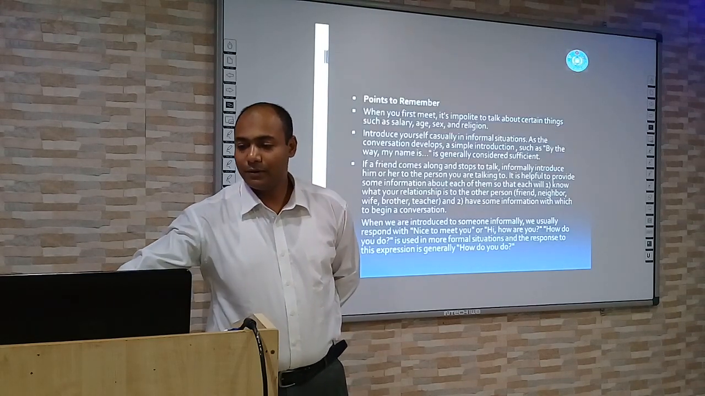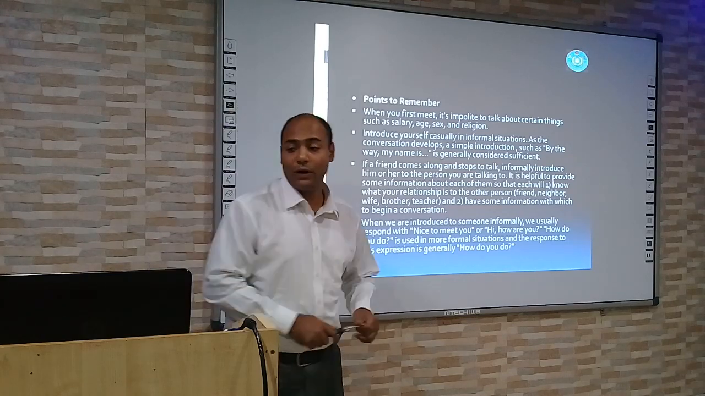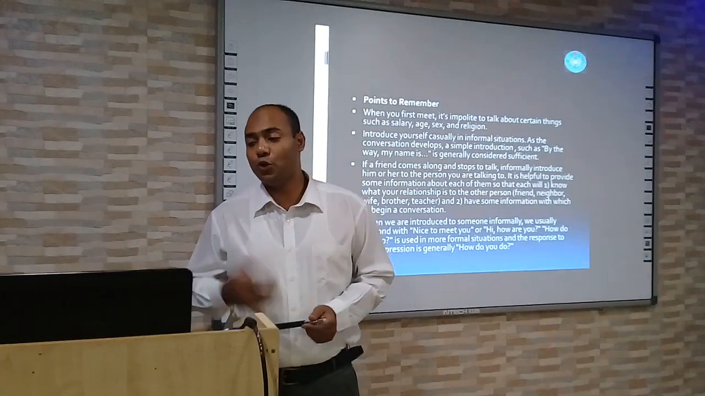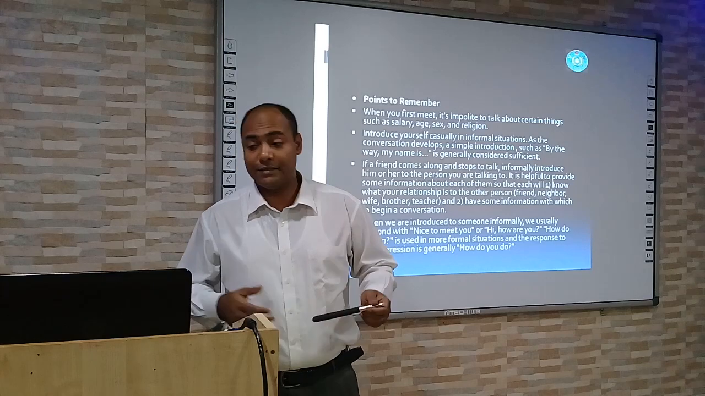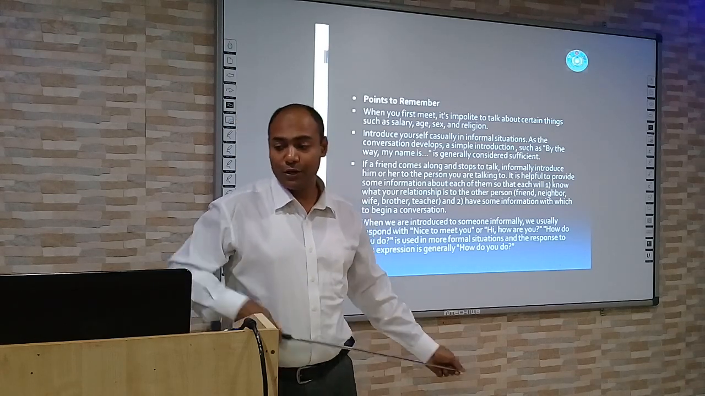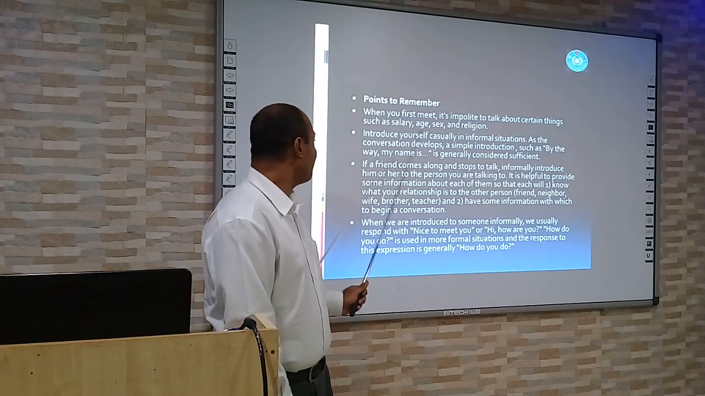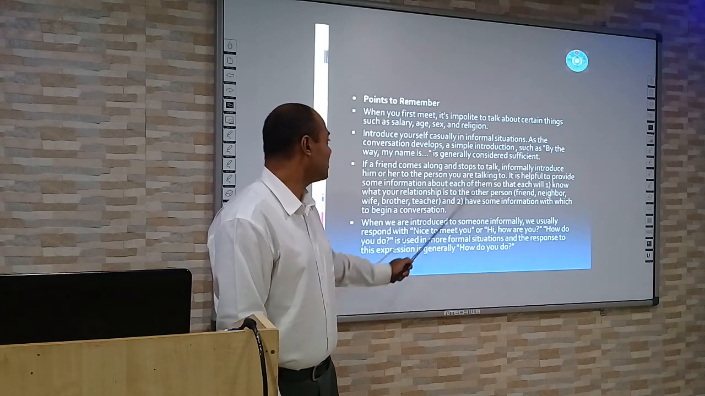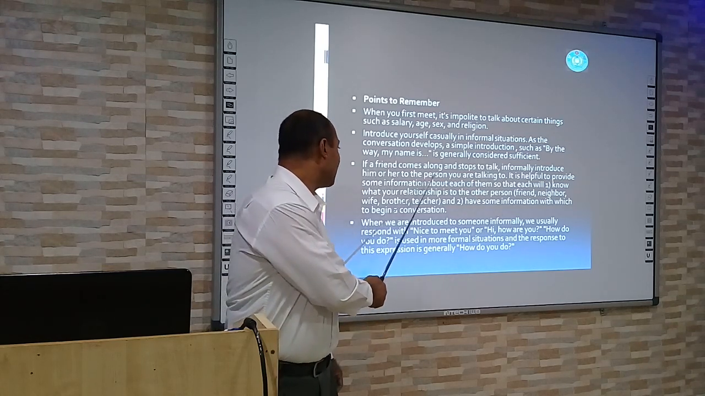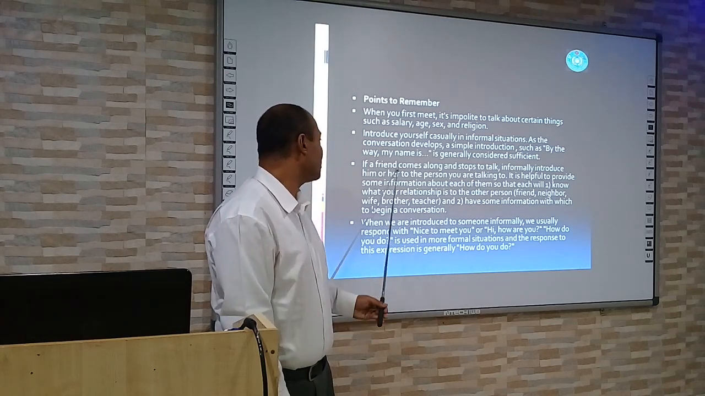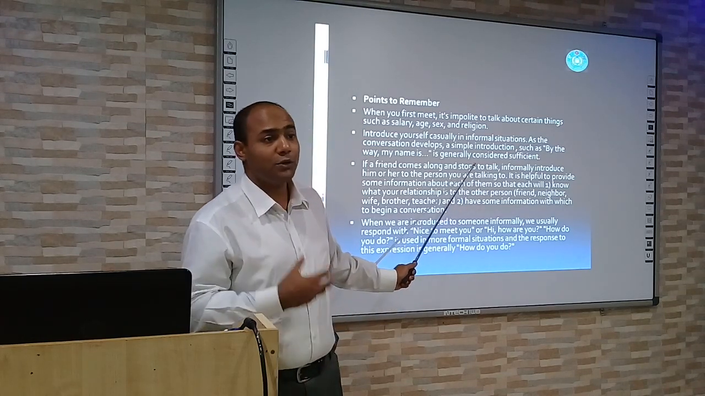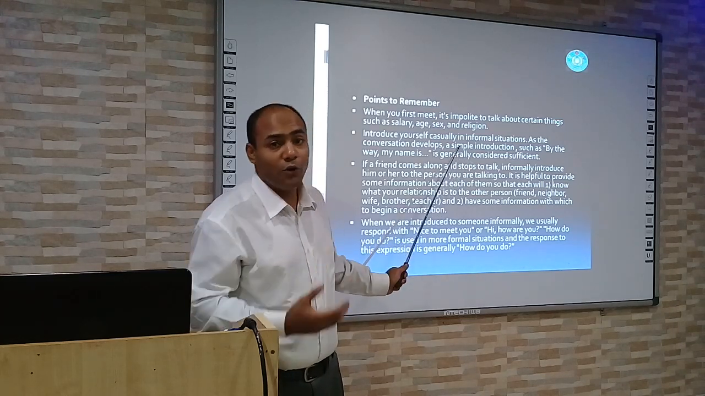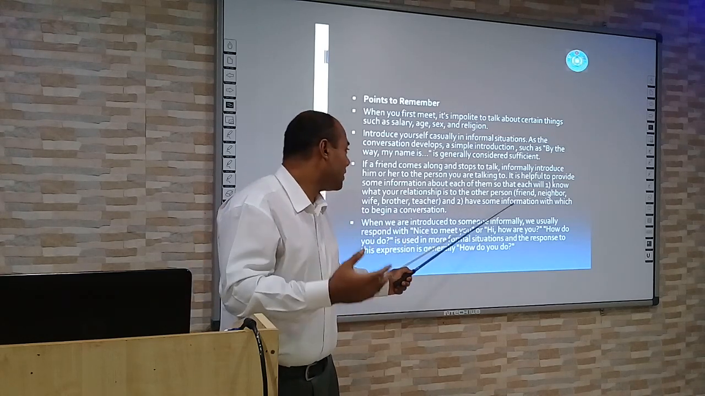And some points to remember while writing a dialogue. When you first meet, it is impolite to talk about certain things such as salary, age, sex, and religion. Introduce yourself, usually in an informal situation, as the conversation develops. A simple introduction, by the way, my name is, is generally considered sufficient. If a friend comes along and stops to talk, informally introduce him or her to the person you are talking to. Very important: you two are talking, but another person comes in and you do not know him, or the other person doesn't know him. So introduce him to the other person you are talking to.